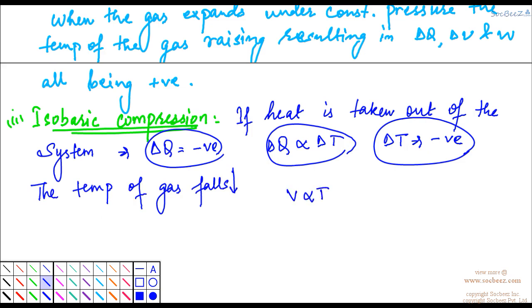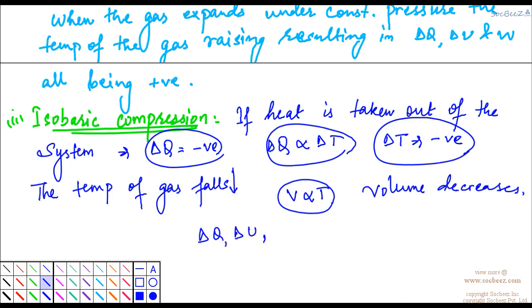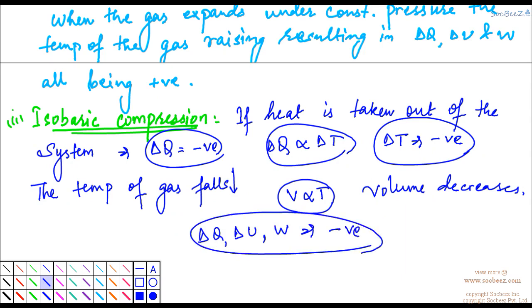And as V is directly proportional to temperature, so volume decreases. Right? So basically we are saying that if we supply heat to the system, the gas will expand. If we take out the heat from the system, the gas will compress. Okay. So in this case, delta Q, delta V and W would be negative.